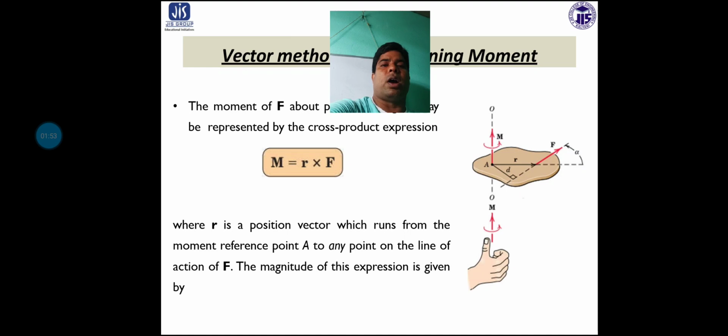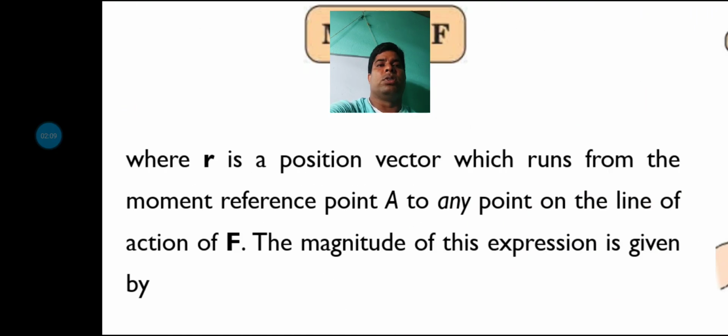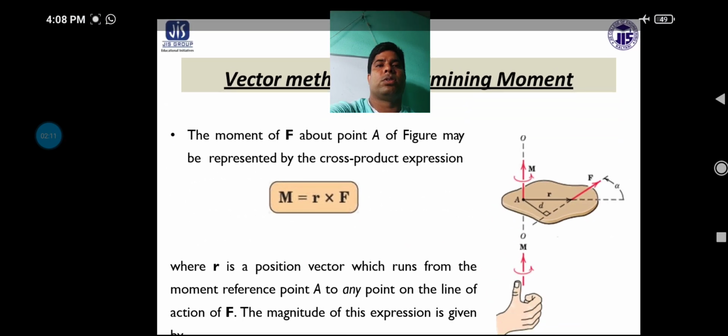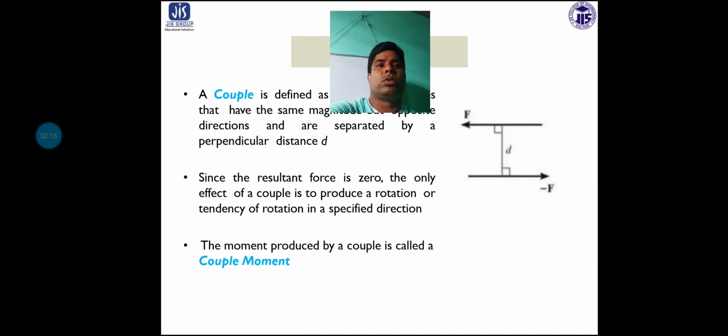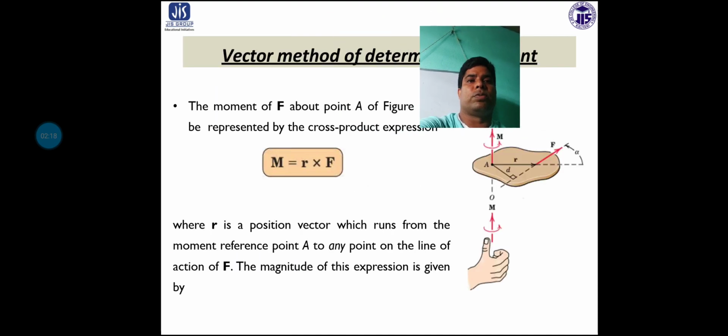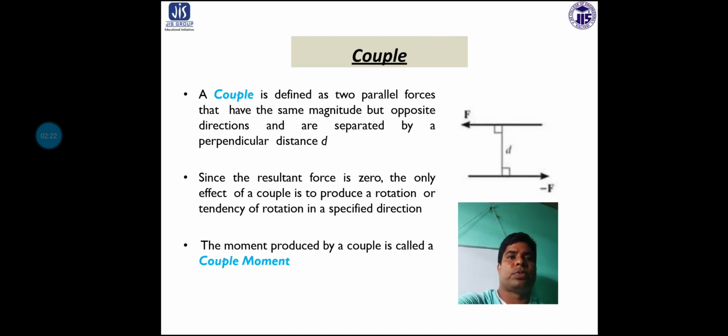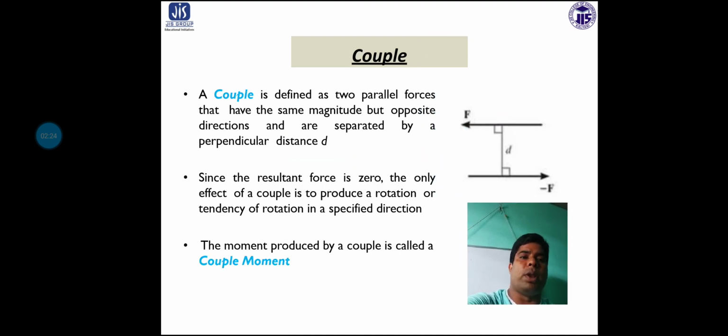Here R is the position vector which runs from the moment reference point A to a point on the line of action of force F, and the magnitude of the force is given by this. Now the next point is couple.